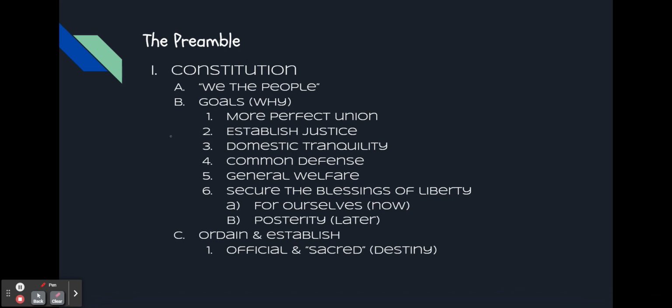Now, what I would like you to do is, as you're coming along here, if you're writing it out or looking at it, either put a little asterisk here, or underline or highlight this or whatever. Number 5, promote the general welfare. Number 5 is the most problematic of any of the 6 goals of the Constitution because they never really outline how to promote the general welfare.